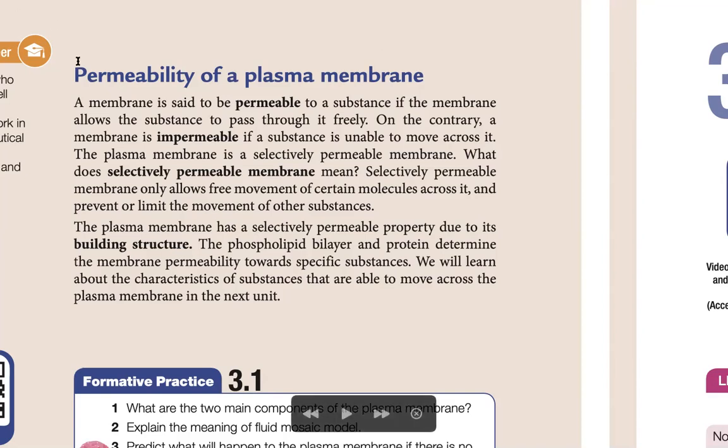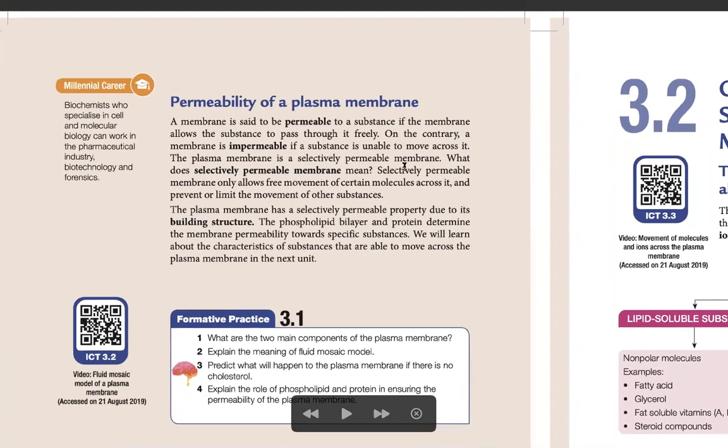So if we want to talk about permeability of plasma membrane, we would say plasma membrane is selective permeable, or plasma membrane is semi-permeable, or we can say plasma membrane is partially permeable. Why? Because it only allows some substance to move in and move out through them. Okay, boleh faham?